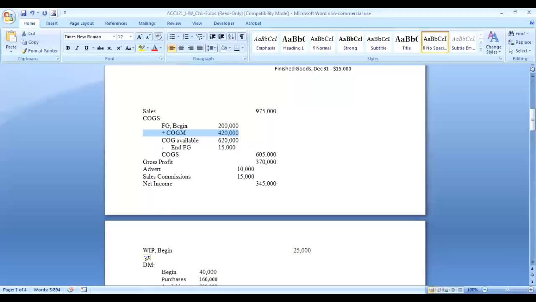Okay. Sure. So gross profit is defined just really as that revenue above and beyond the cost of our goods sold and no other expenses included. So if we take our total sales here, the 975, minus that cost of goods sold that we had determined to be 605, that's our gross profit of 370. Okay. Thank you. Sure.